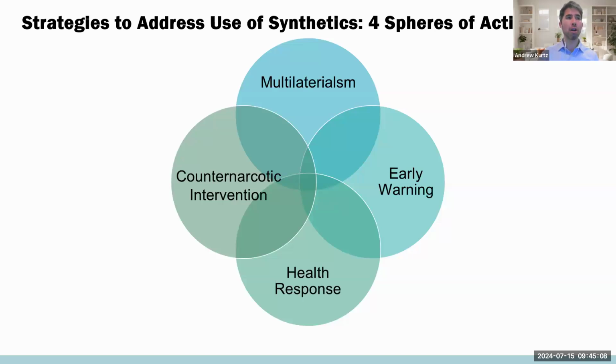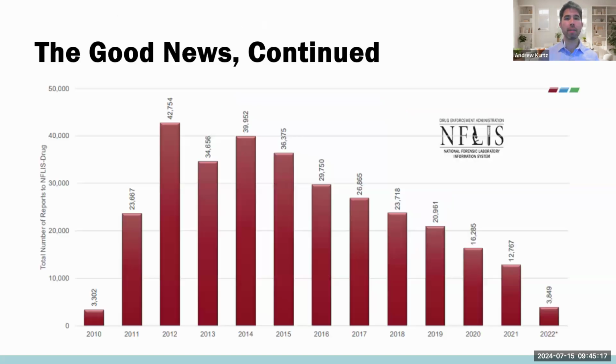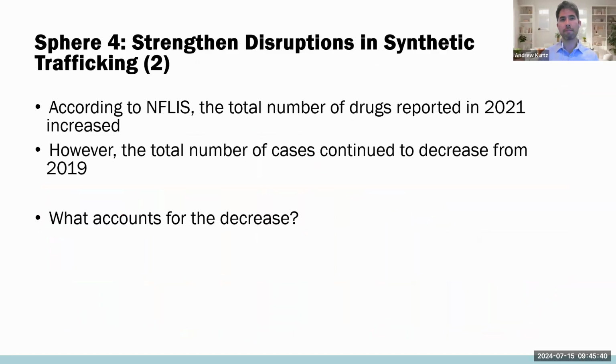So much of this is early identification and information sharing, and then beginning to develop mechanisms to disrupt trafficking. The good news is that globally steps have been taken, specifically in Asia and China, to disrupt the manufacture of synthetic cannabinoid products. And what we've seen is globally a decrease in the total number of reports to the National Forensic Laboratory Information System of these synthetic substances.